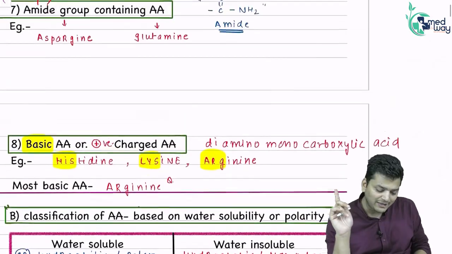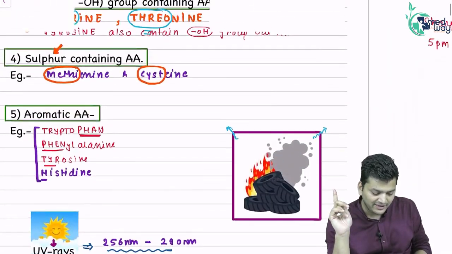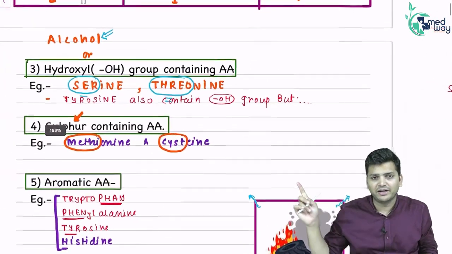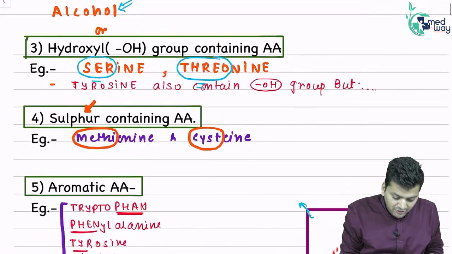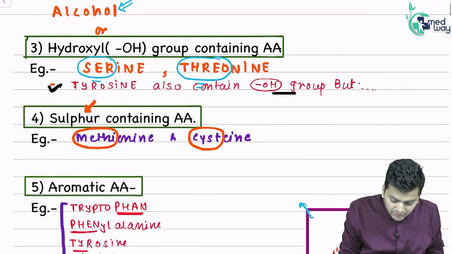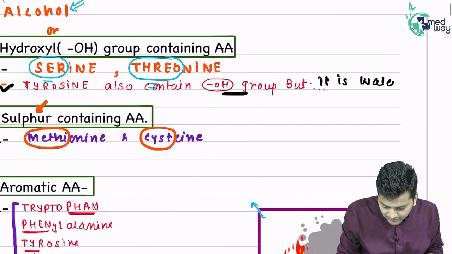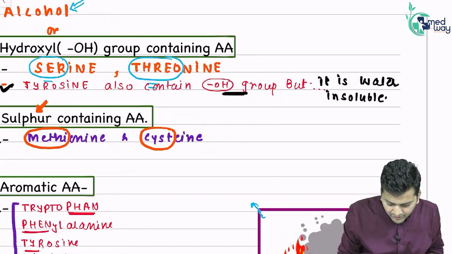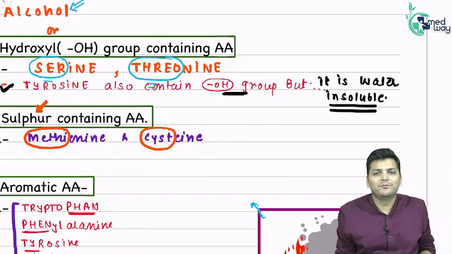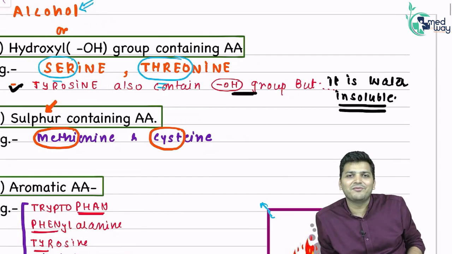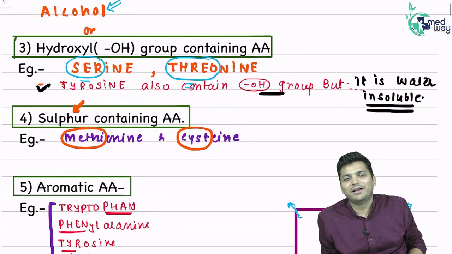So let's go back to that third subcategory and complete that statement: tyrosine also contains a hydroxyl group, but it is water insoluble. It is not water soluble, it is mostly water insoluble. That is why we have written tyrosine on a separate line.